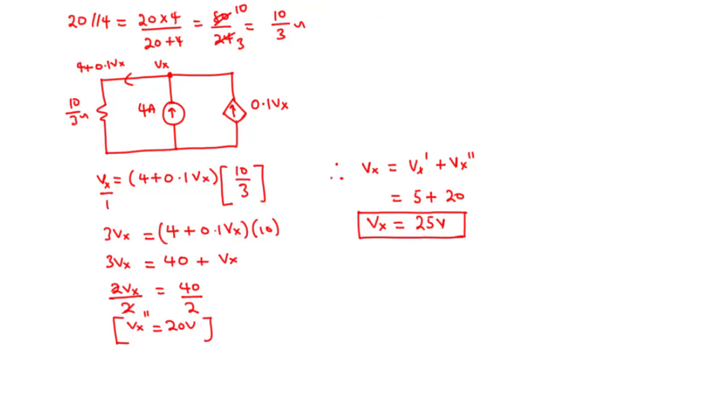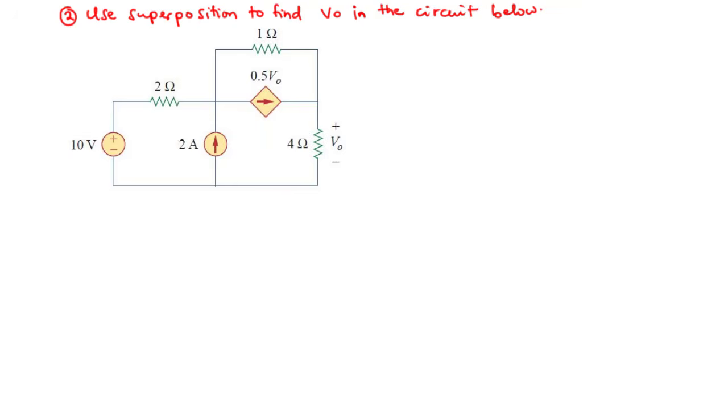Now let's move on to the next example. So in our next example, we are going to use superposition theorem to find V0 in the circuit below. So as usual, we have more than one independent source. So we are going to consider one and then deactivate the other, and then later we consider the latter one and then deactivate the initial one.